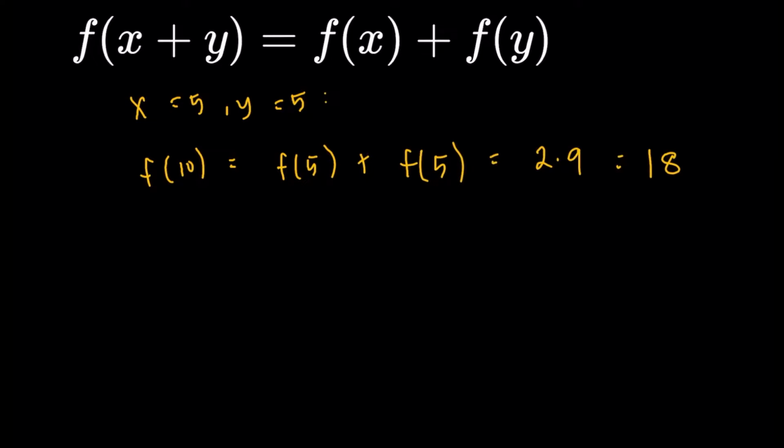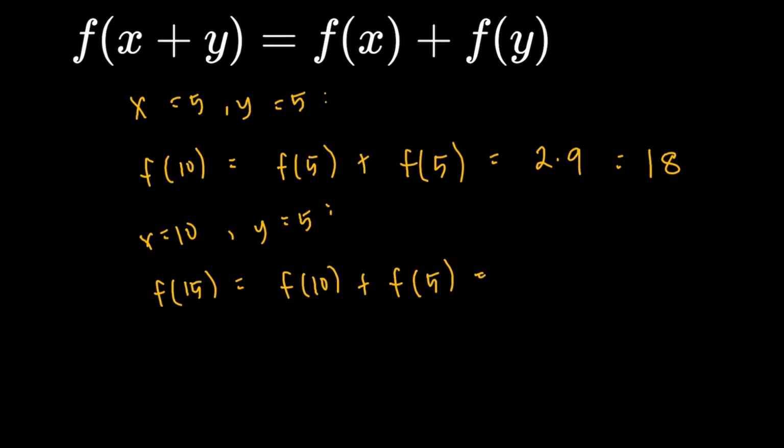Now we have f of 10, so let's try x equals 10 and y equals 5. So f of x plus y becomes f of 15. f of 15 is f of 10 plus f of 5. Now f of 10 is 18, f of 5 is 9, so it's technically 3 times 9, which is 27.